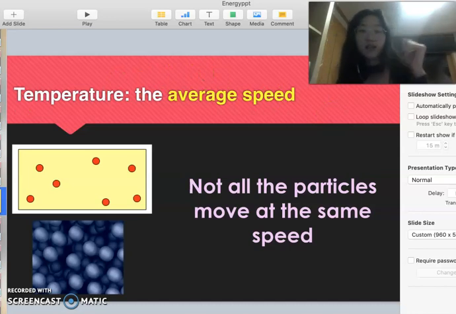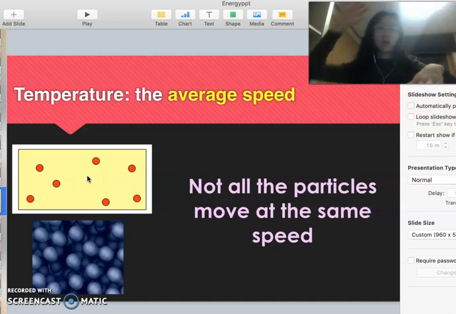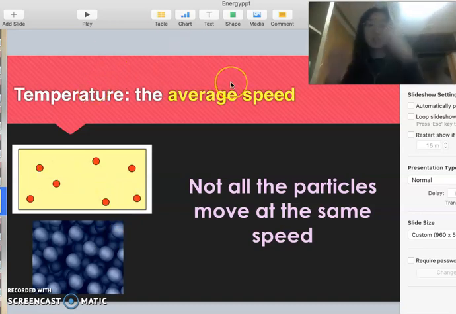Some might move faster, like here. You can imagine the vibrations, very close to each other. They will move really quickly, and then some will move slower, a little more chill. So temperature is the average speed.